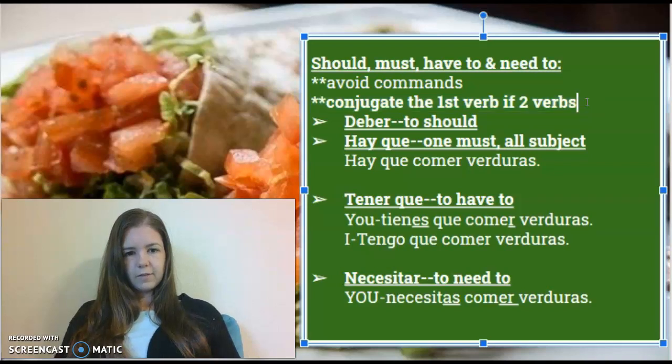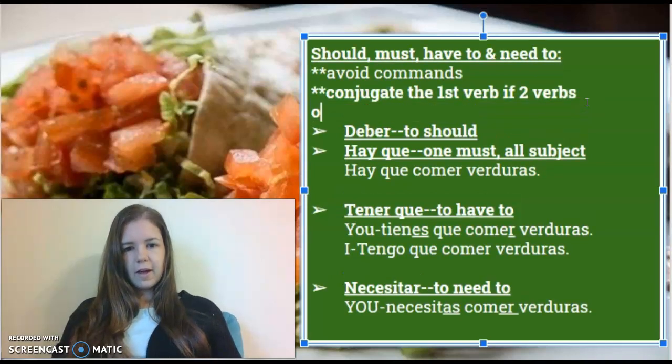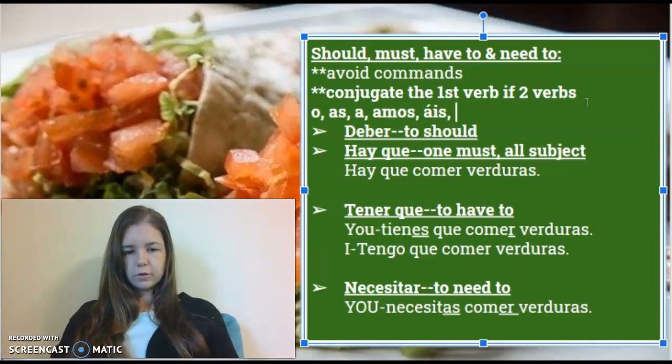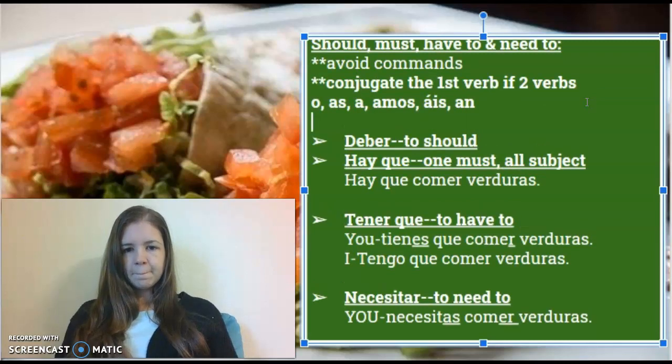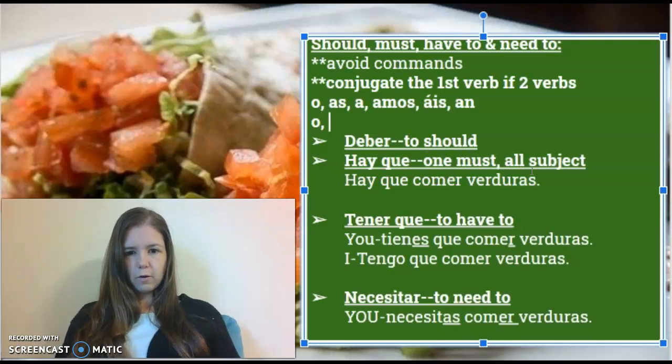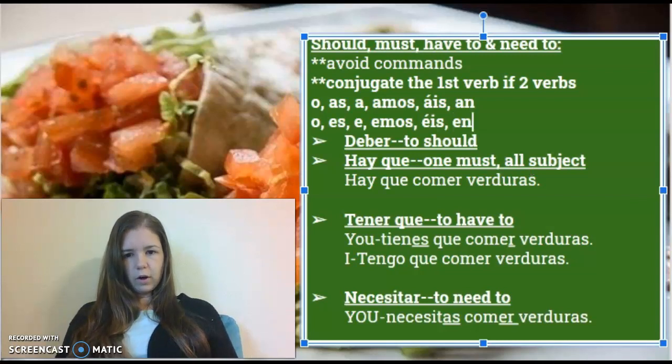And if you've forgotten the endings for these verbs, the AR endings, like for necesitar, go o, as for tú, a for él, ella, usted, amos for we, nosotros, áis for vosotros, y'all in Spain, an for they and ustedes, you all. If you're doing an ER verb like deber or tener, it goes o for yo, es for tú, e for él, ella, usted, emos for nosotros, éis for vosotros, y'all in Spain, en for they or ustedes, you all.